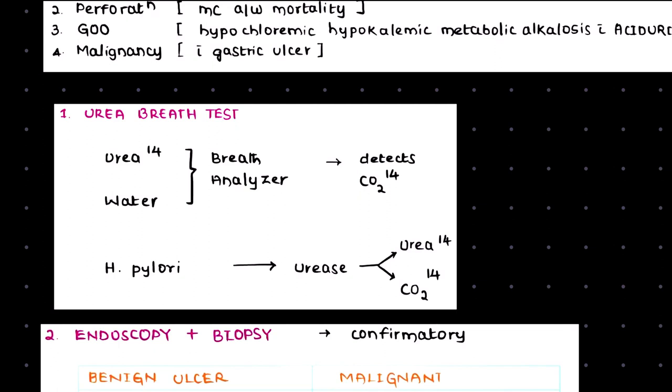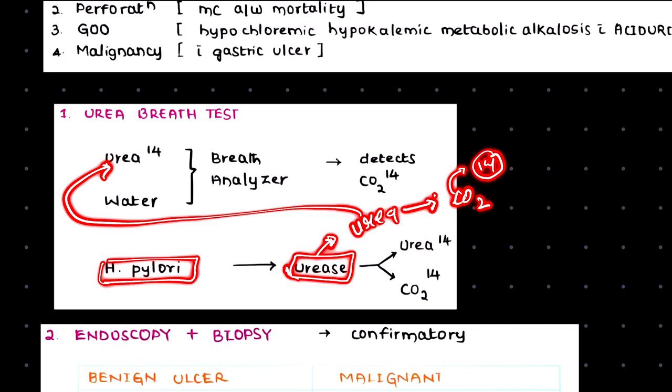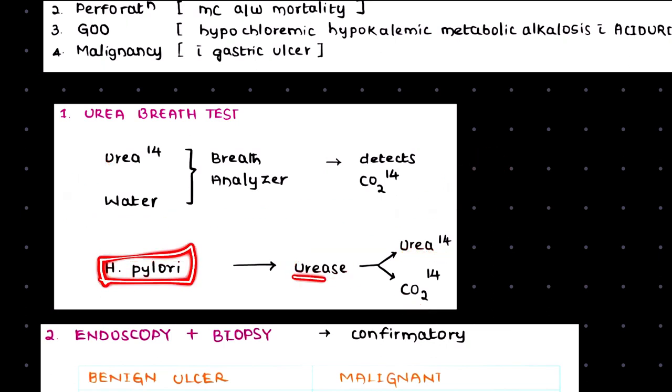Now how is it going on? H. pylori will produce urease. This urease will break the radio-labeled urea, which we are giving, into CO2, and this CO2 will contain radioactive carbon. If there wouldn't be H. pylori, then there wouldn't be urease, and there wouldn't be breaking of urea into CO2, and we would not expel the radioactive CO2. So that is how the urea breath test works.